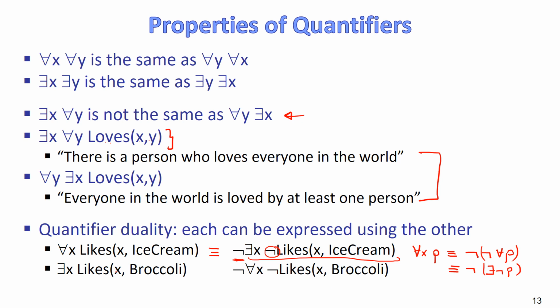Similarly, the other way: there exists x such that x likes Berkeley. So there is someone who likes Berkeley in the world, I hope. And then I can say that not everyone in the world doesn't like Berkeley. Same thing. Okay, do you have any questions on this?